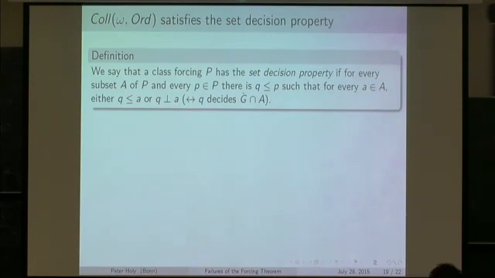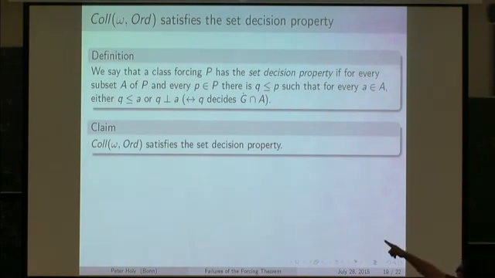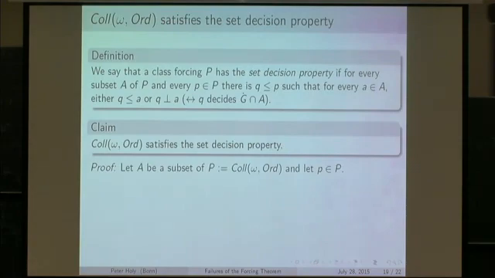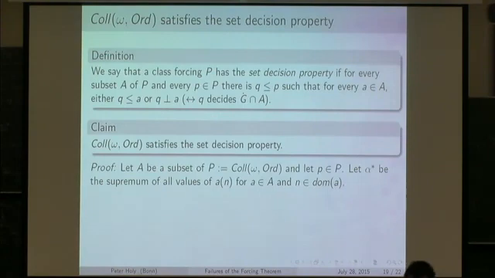This is just a reminder of what the set decision property is, and now I want to show that this collapse forcing satisfies the set decision property. The proof is: we start with some subset big A of this collapse forcing and some condition P in the collapse forcing, and now we want to find a strengthening Q as is needed for the set decision property. What we do, and this is basically what Joel hinted at before already, is we let alpha star be the supremum of all the values of A(n), where A is a condition in this set big A, and n is in the domain of A.